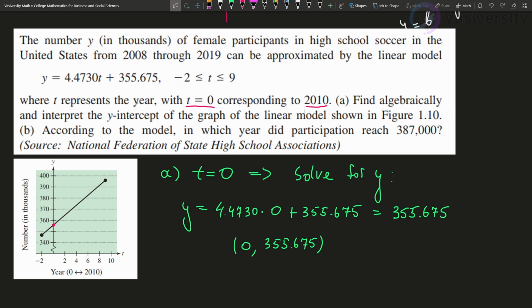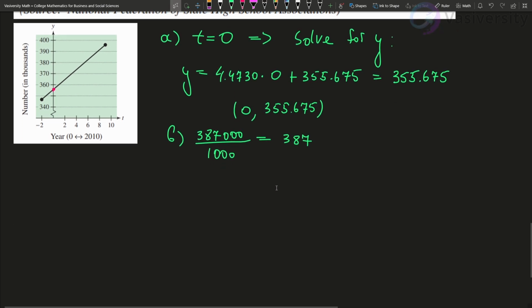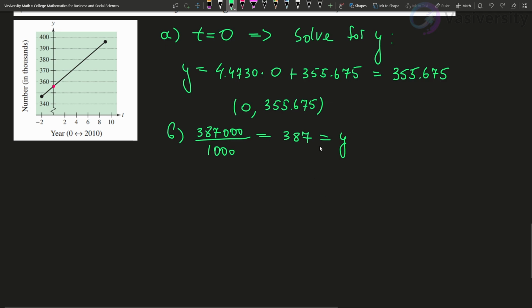Now for part B: according to this linear model, in which year did participation reach 387,000? Here y is in thousands, so we have to scale it. If we divide 387,000 by 1,000, we have 387. Make sure that's our y value, and plug that in. So 387 is equal to 4.473 times t plus 355.675.